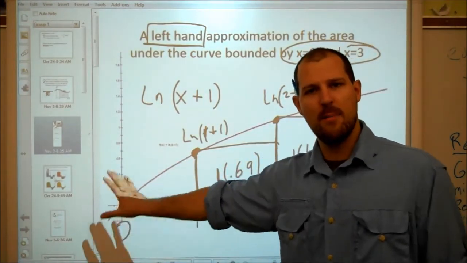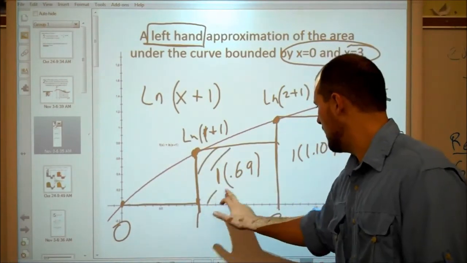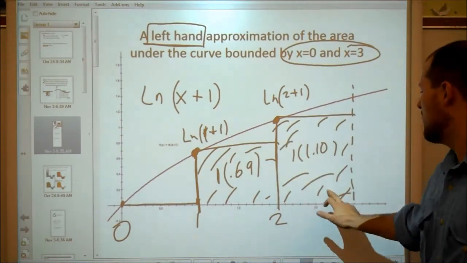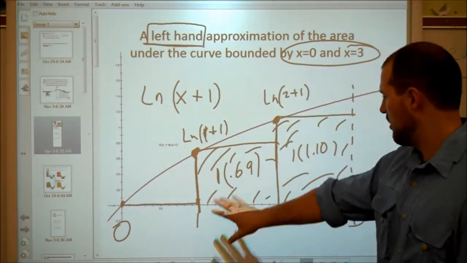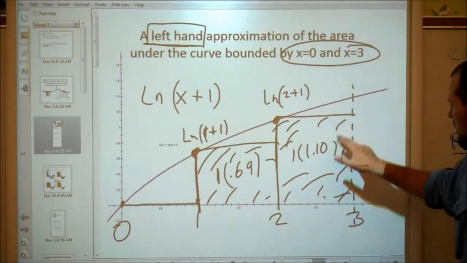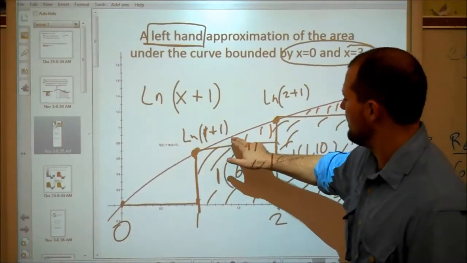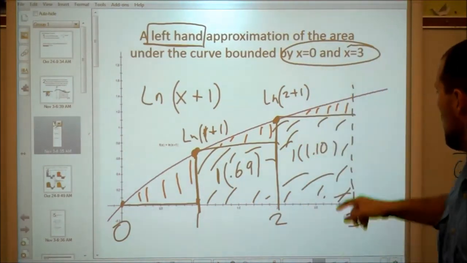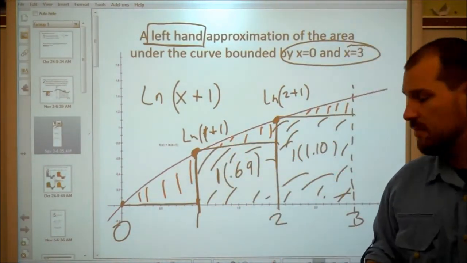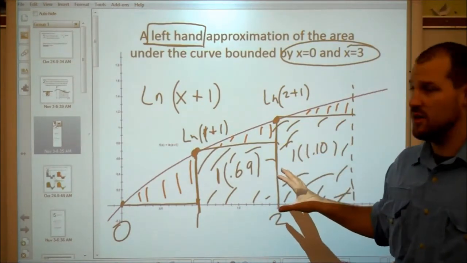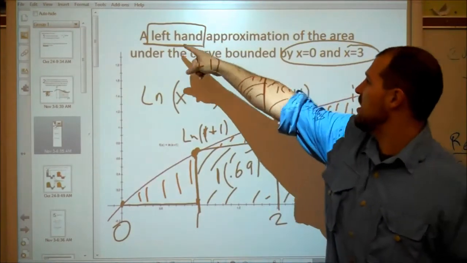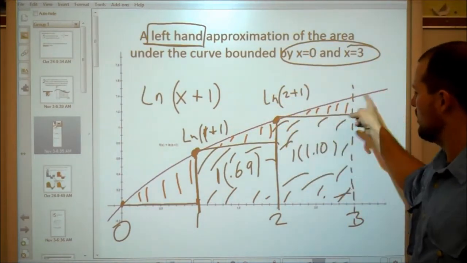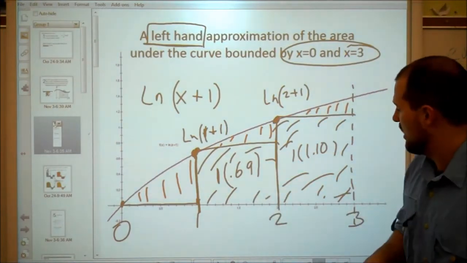One thing I want you to think about, based on what you see here, if I shade these in, have I over-approximated or under-approximated my area? Okay, and what I'd like you to notice is I'm missing this area, and I'm missing this area, and I'm missing that area. Is there anything I've overshaded? No, I haven't shaded above the line at all. And so this is an under-approximation. Now it turns out that a left-hand approximation will always be an under-approximation for an increasing function, one that's going up, and this one is, okay, so no coincidence.